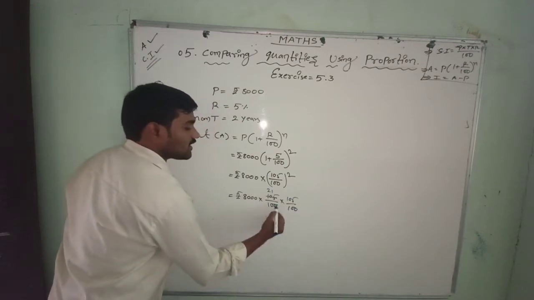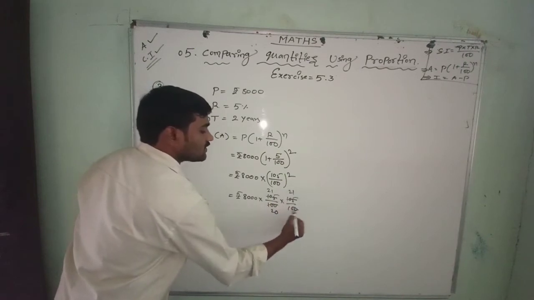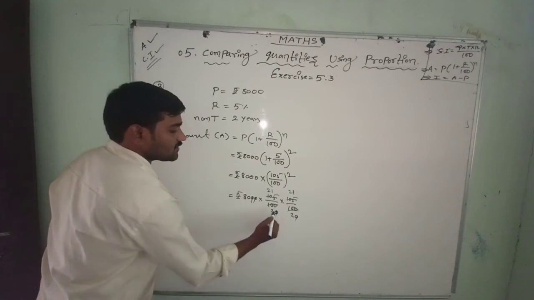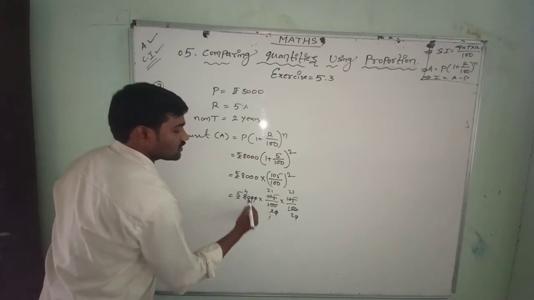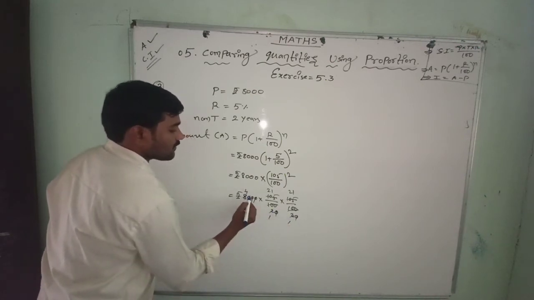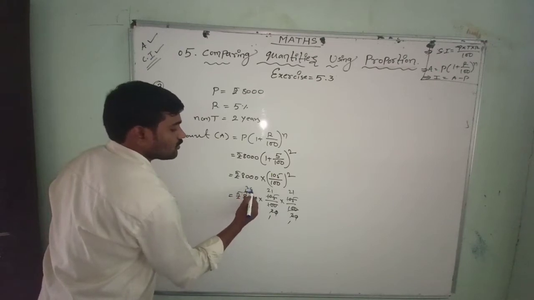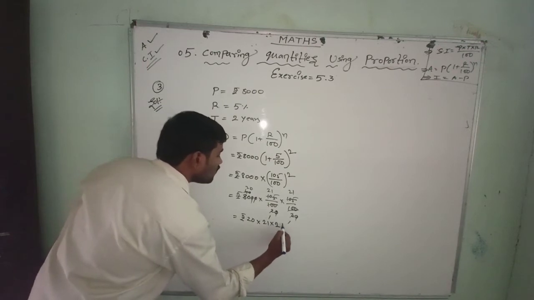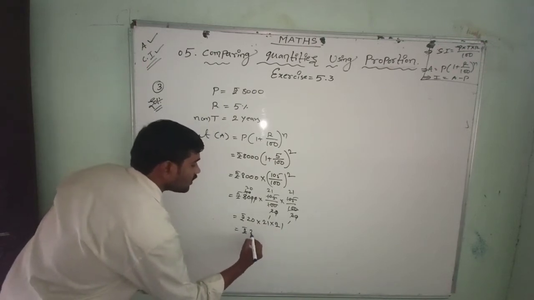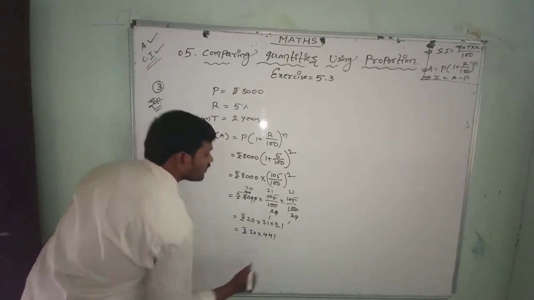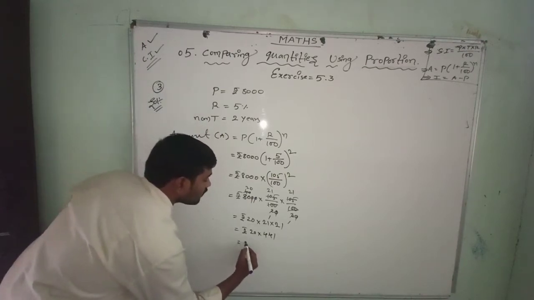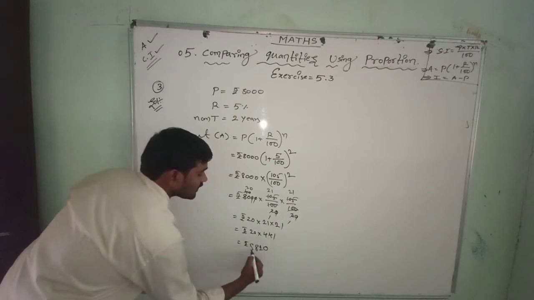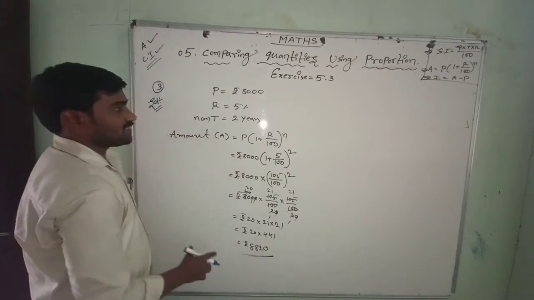This 5 ones are 5, 5 twos are 10, 5 ones are 5, 5 twos are 10, and 10 by 10. This 10 by 10 gets cancelled. Here 2 ones are 2, 2 fours are 8, 2 ones are 2, 2 twenties are 40. That means rupees 20 into 21 into 21. That means rupees 20 into these 21 into 21, 441. That is equal to rupees 10. You write here 2 ones are 2, 2 fours are 8, 2 fours are 8. 8,820 rupees.